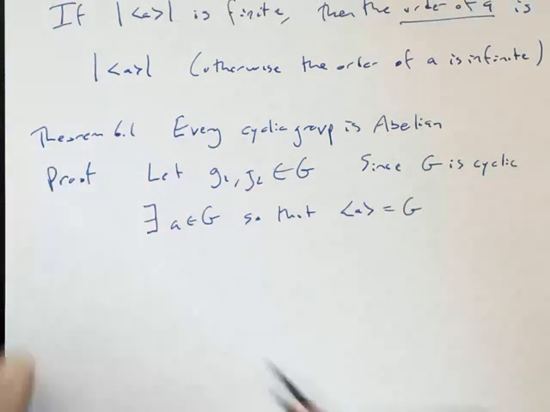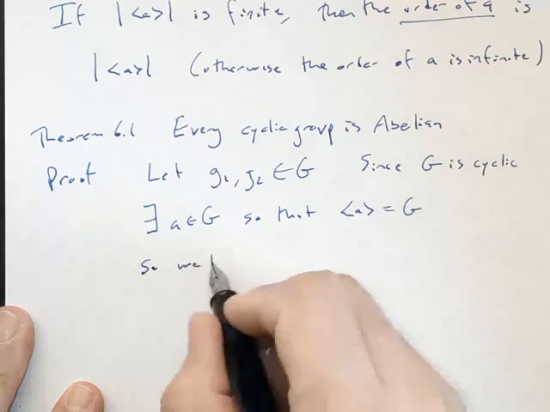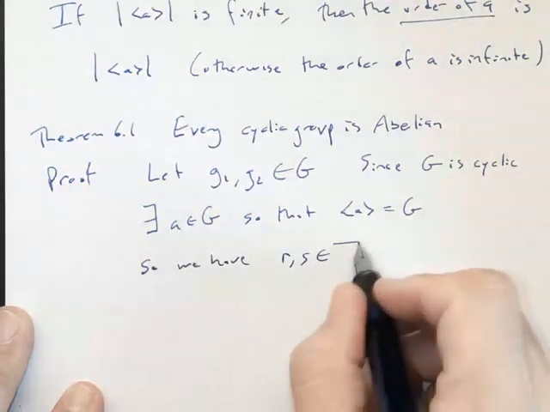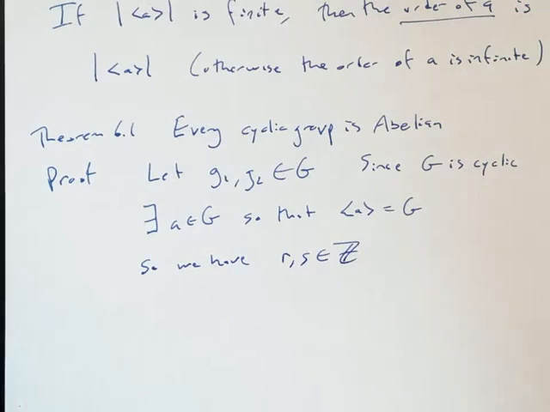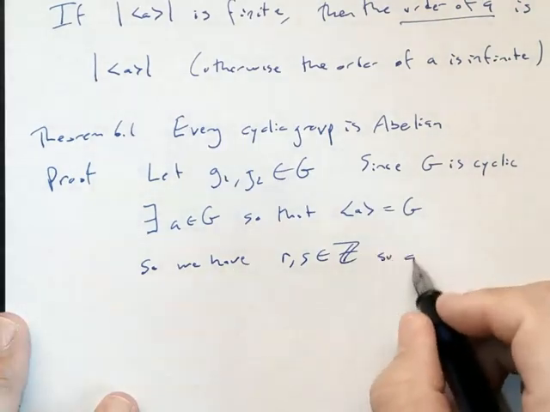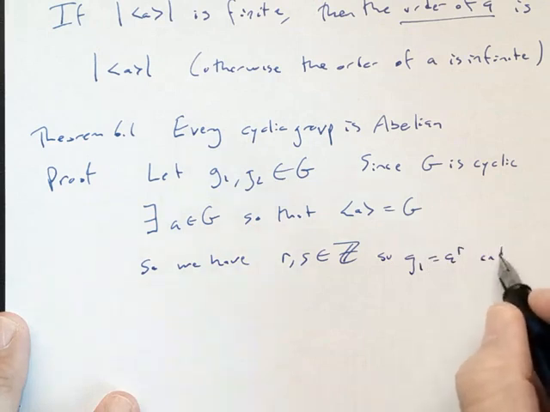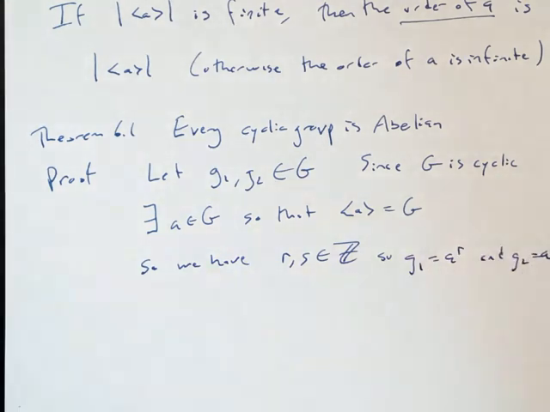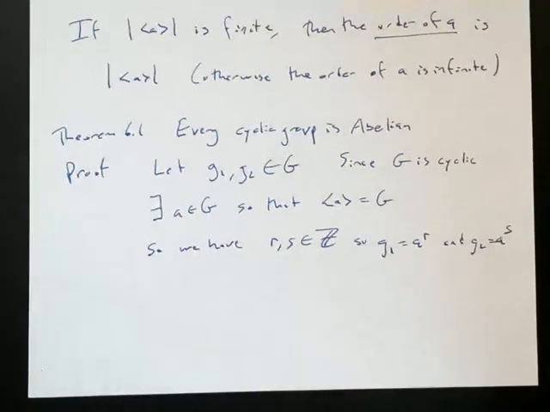I do know that there are two integers, R and S, where I can build G1 and G2 out of those elements. A to some power R, it might be A squared, it might be A to the 37th, it might be A to the negative 5th, I don't know. But it's A to some integer power. Same thing with G2.